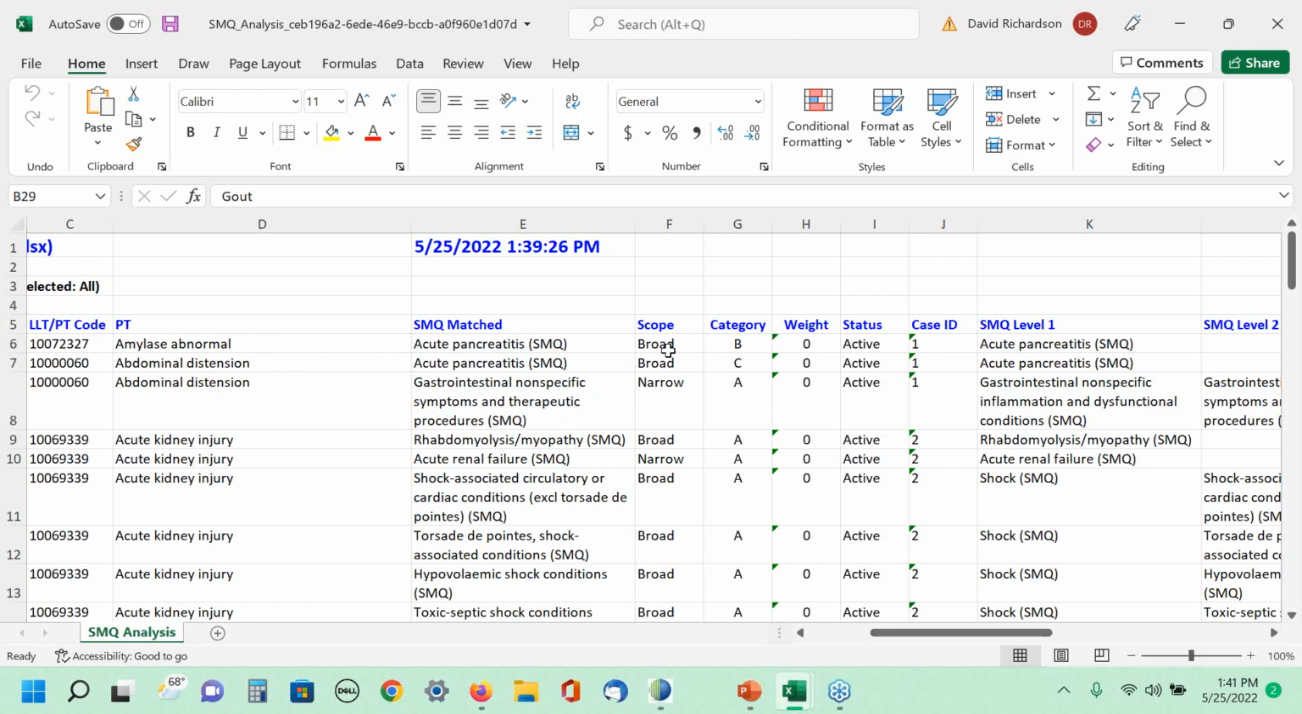Now, if I look further, it's telling me the scope of those terms. So in this particular SMQ, that term is broad in scope. In this particular SMQ, it's broad in scope. Whereas for this SMQ, it's narrow in scope. For algorithmic SMQs, for hierarchical SMQs, it's telling me what category it is, whether it's category A, which are narrow terms, or B, or C, or D, however many categories there are. The weight here is for weighted algorithms. I did not touch on that.